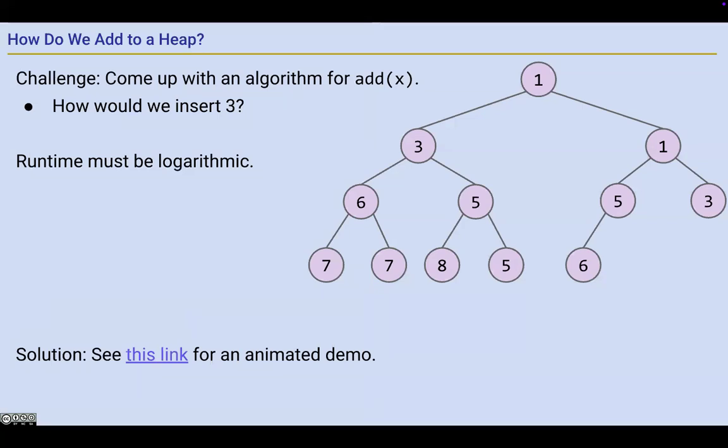How are we going to add something? We want a runtime that's logarithmic, and we want to add something. Then, well, we have to add to the right, right? Because everything has to be on the left. What do you mean, to the right of what? 5. So the right child of 5. So we know we're going to have to add whatever we're adding here.